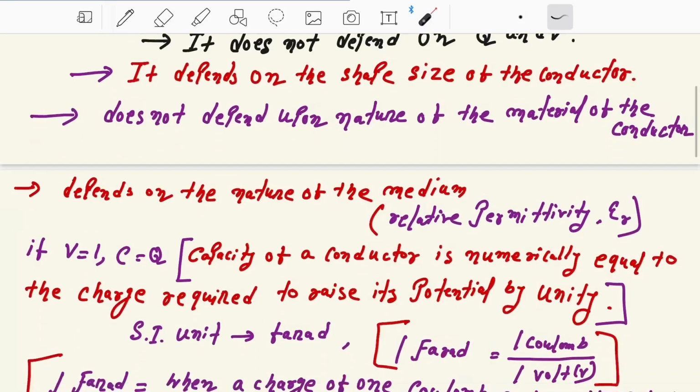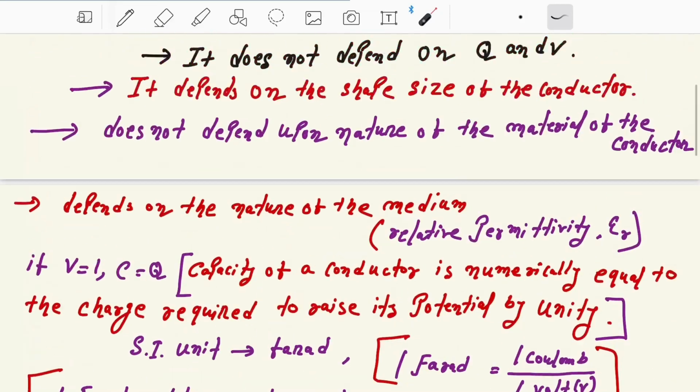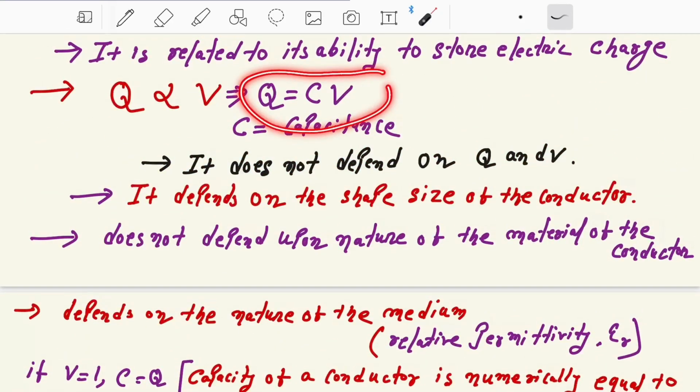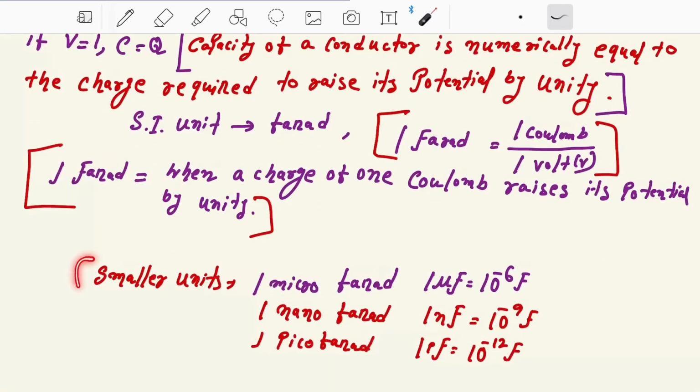Now what are the units of the capacitance? The SI unit of capacitance is the farad, and 1 farad can be written as 1 coulomb by 1 volt, from the formula Q equal to CV, C equal to Q by V. So 1 farad is when a charge of 1 coulomb raises the potential by unity; that capacitance is called 1 farad.